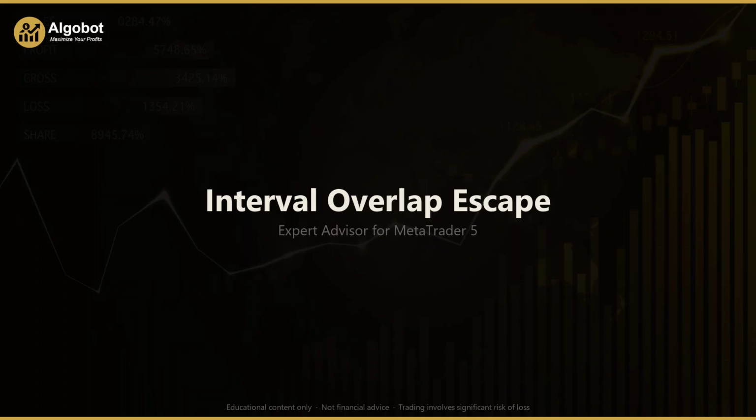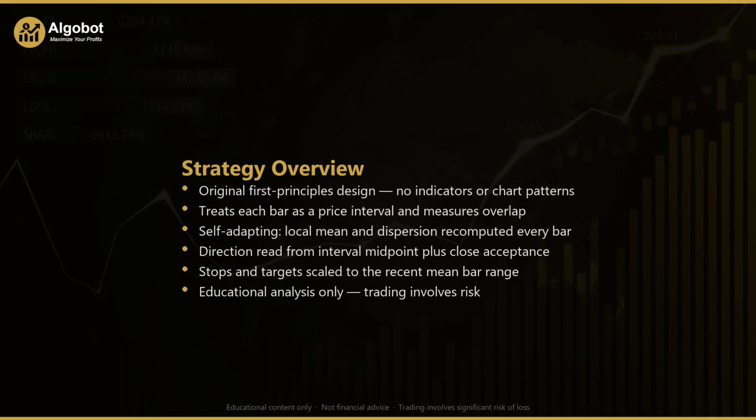Let's get started. So what exactly does interval overlap escape do? At its heart, this expert advisor rethinks what a price bar represents. Rather than reading a bar as a candle with a body and wicks, the strategy views it as a price interval, simply the range of prices between the bar's low and its high, the zone where trading actually took place during that period. The core idea is to compare each bar's interval with the one before it and ask a single question: how much of their price space do they share?